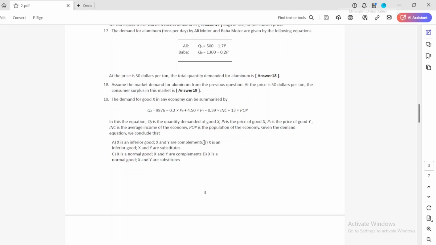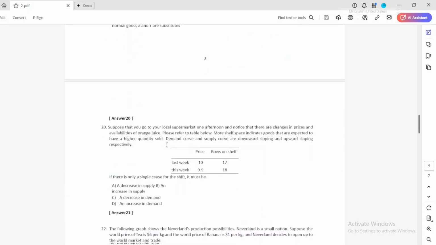So option B is the correct one. X is an inferior good, and X and Y are substitutes. All right, now let's move on to the next question.